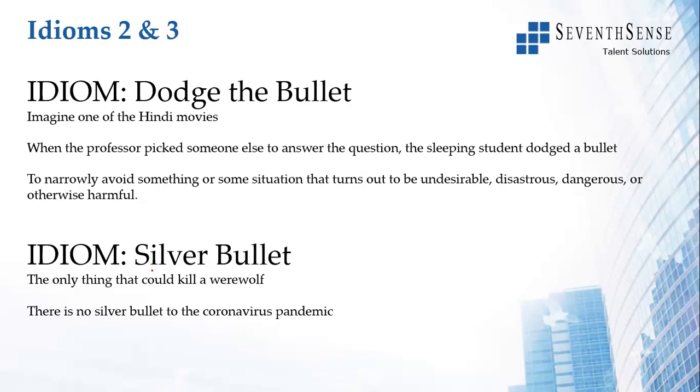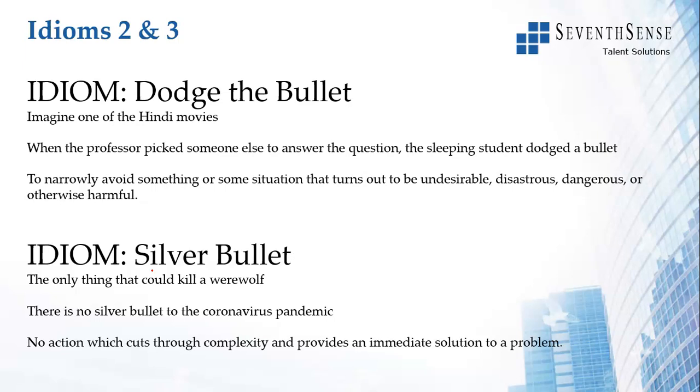Let me use it in a sentence. There is no silver bullet to the coronavirus pandemic. Coronavirus is a problem, but there is no silver bullet to it. Okay, what do you think it is? Like a solution. There is no solution to the problem. Immediate solution to the problem, right? Coronavirus requires an immediate solution, but there is no action which provides an immediate solution. So a silver bullet is something that provides an immediate solution. No silver bullet would mean there is no immediate solution.